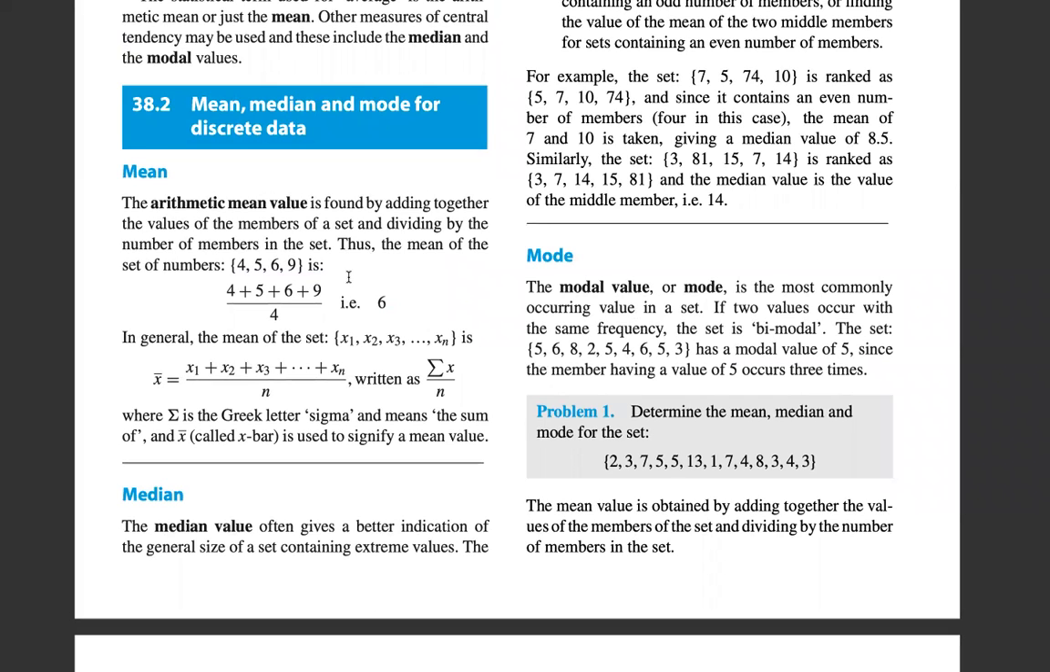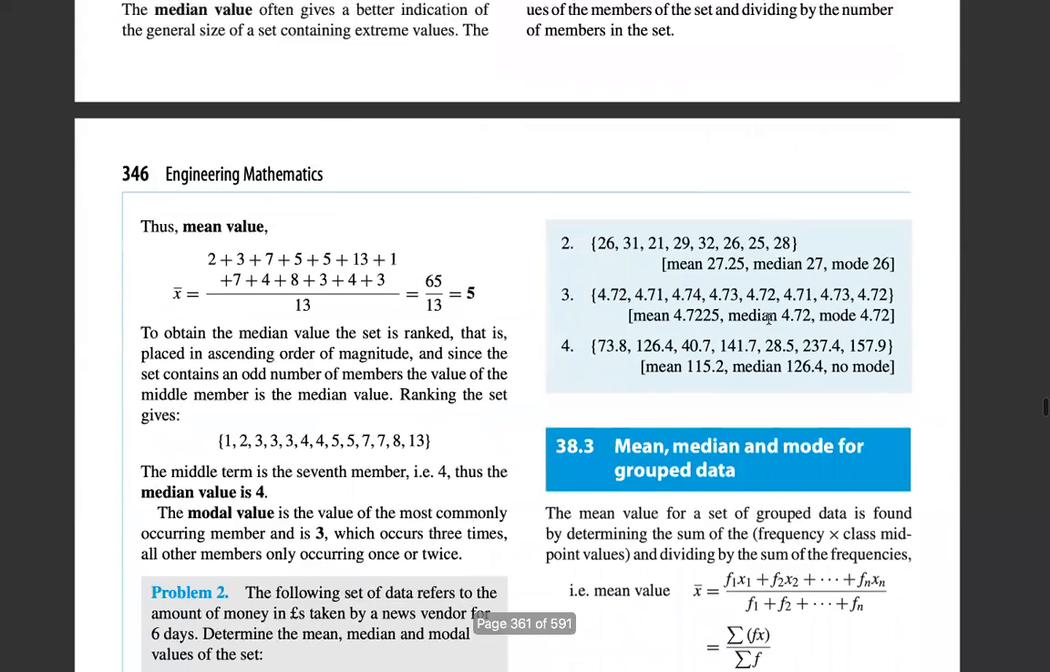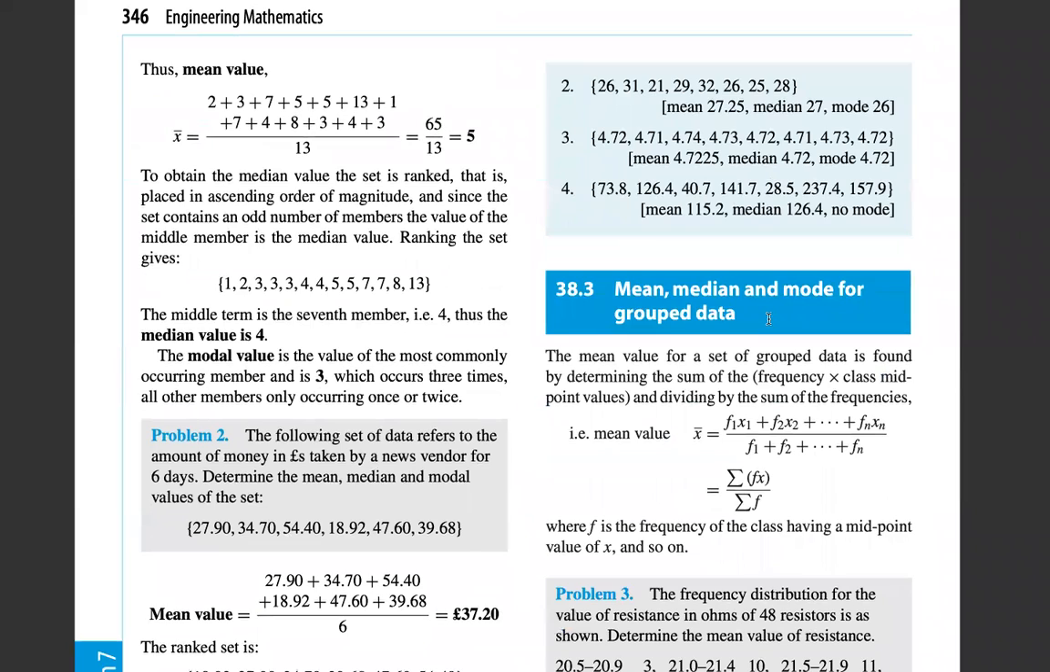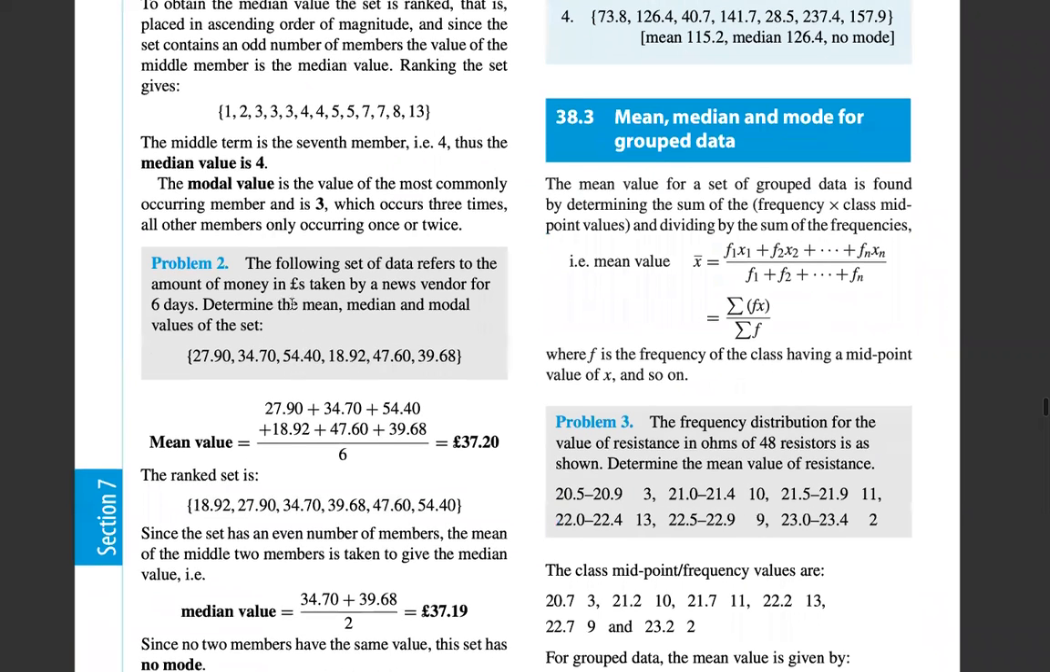The mode is the thing that occurs the most, so we say we have a modal value of 5. If you have more than two values occurring the same number of times, you say it's bimodal, trimodal or multimodal. It's very easy. What people love is the idea of the mean value of a set of numbers. Given a set of numbers, find the mean, median, and modal value.